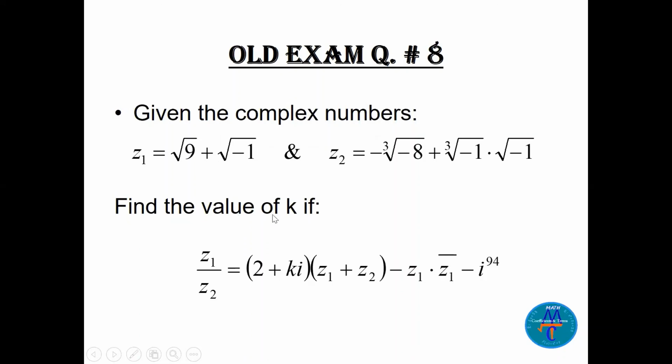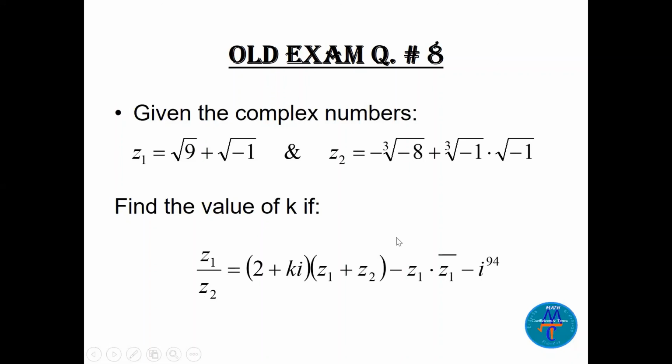Now, find the value of K. This is what we need here, this K. If Z1 over Z2, this one divided by this, is equal to 2 plus Ki in the bracket Z1 plus Z2 minus Z1 times Z1 bar or dash minus i to the power 94. This is really a heavy question.